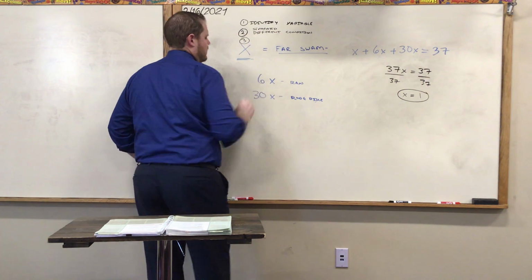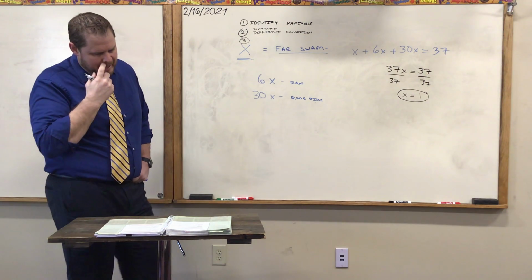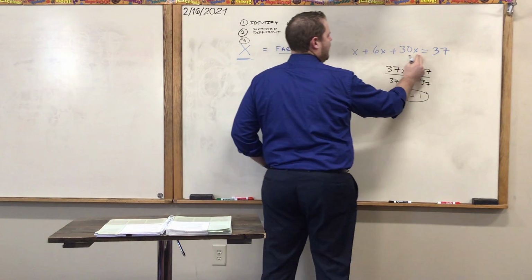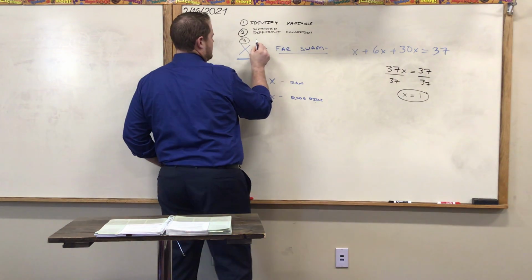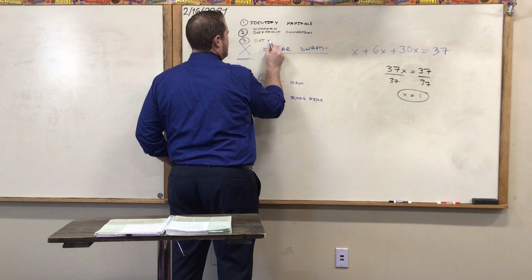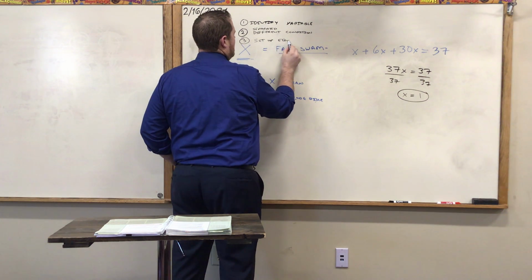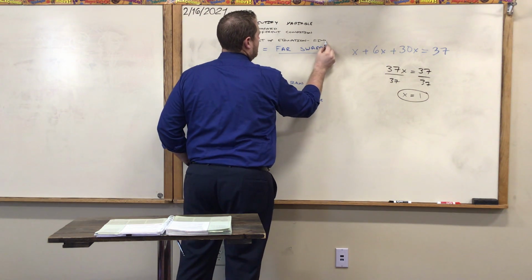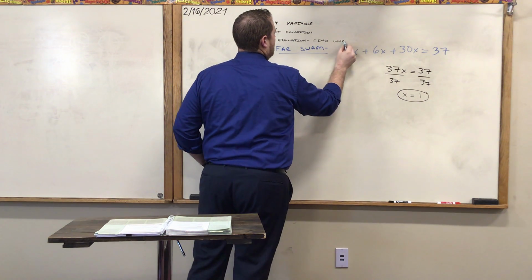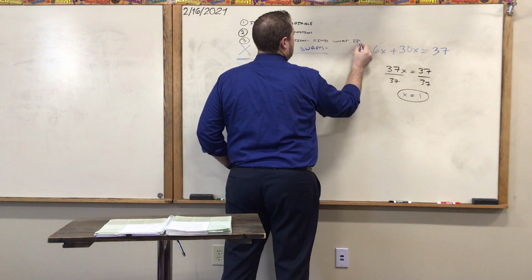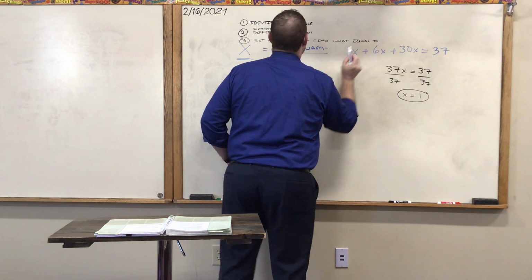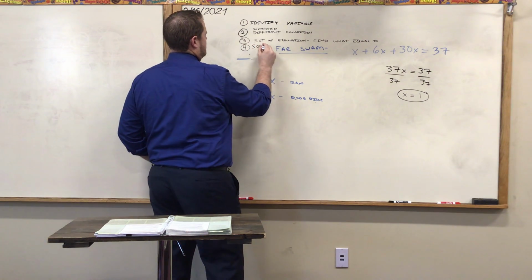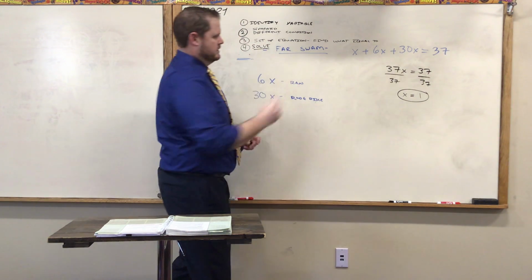3. What do we do next? We identified what they were equal to, see? So we put it all equal to 37 miles. We set up an equation, which is when you set up an equation, you find what it's all equal to. And then lastly, number 4 is you just got to solve it.